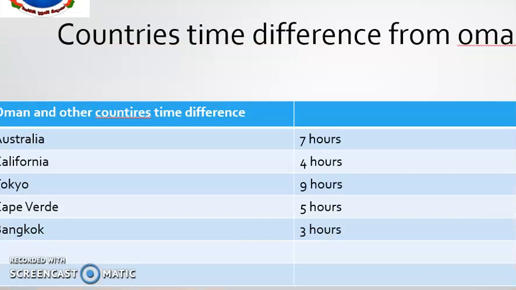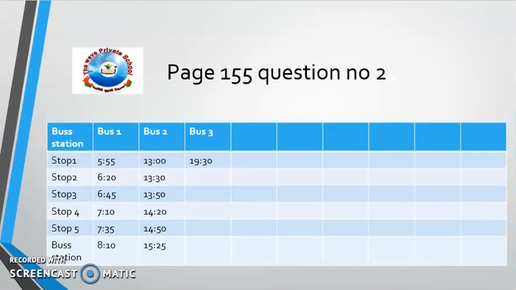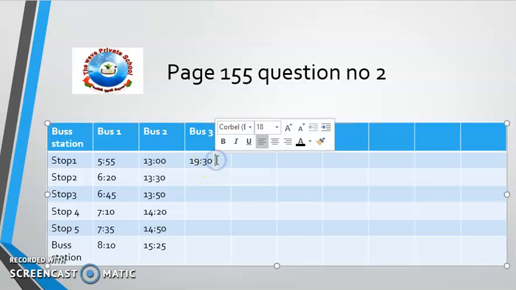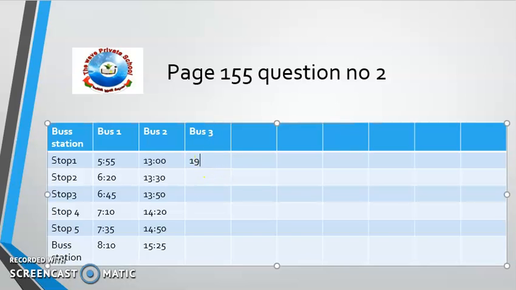They said now complete this timetable for the journey that we have written above. So in this timetable you can see bus station, stop number 1 for bus number 1, stop number 1 at what time, stop number 2, stop number 3, bus 2 at stop number 1 at which time it came, and bus 3 at stop number 1, which leaves at 19:30. So for the leaving time I can write here 19:30, and that you have to write.